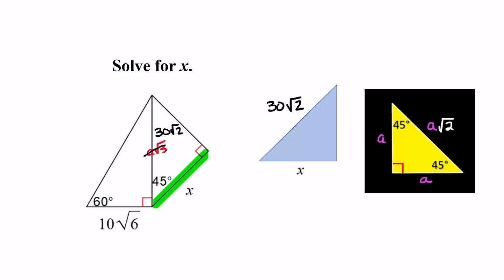Well, the thing is, if you can figure out what the A is, you already know what the side lengths are, and in this case, we know that that A has to be 30. It just matches up with the pattern, so that means x is 30.